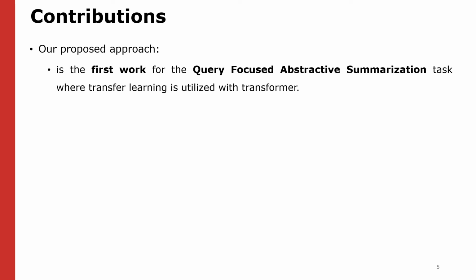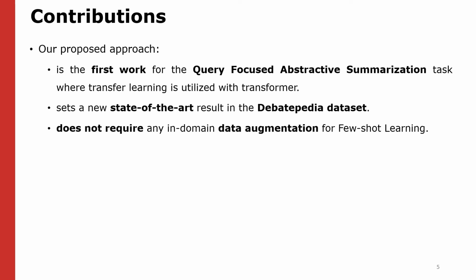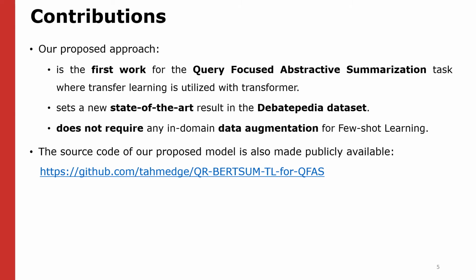In this paper, we make several contributions. Our proposed approach is the first work for the query-focused abstractive summarization task where transfer learning is utilized with a transformer. We also set a new state-of-the-art result in the Debatepedia dataset. Moreover, our proposed approach does not require any in-domain data augmentation for few-shot learning. The source code of our proposed model is also made publicly available.